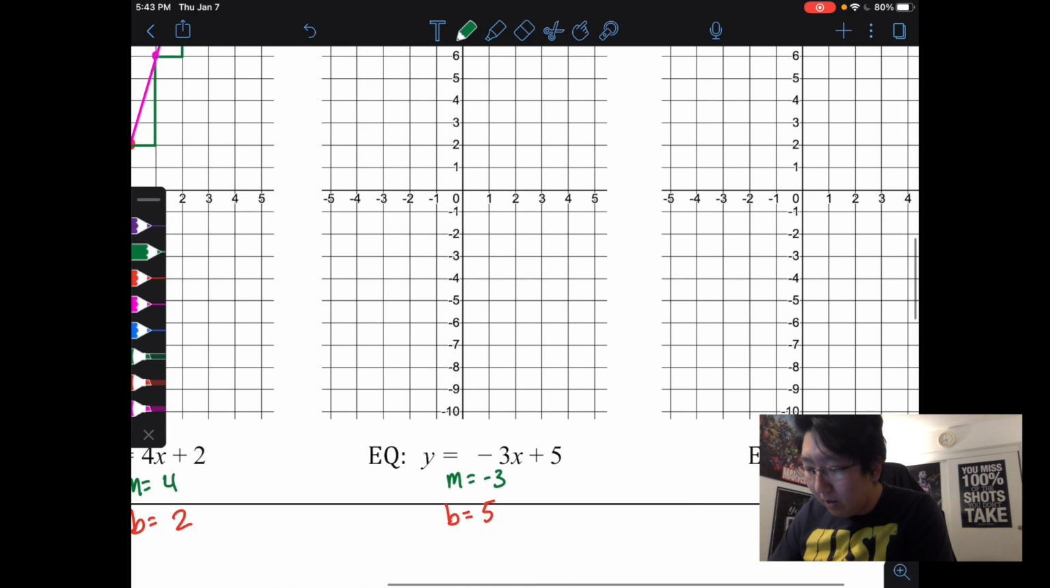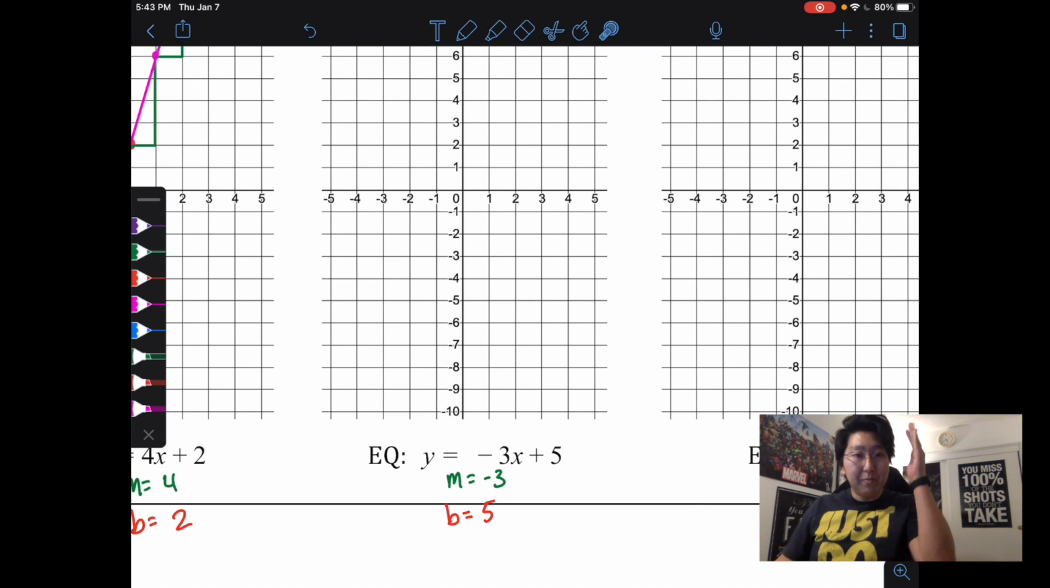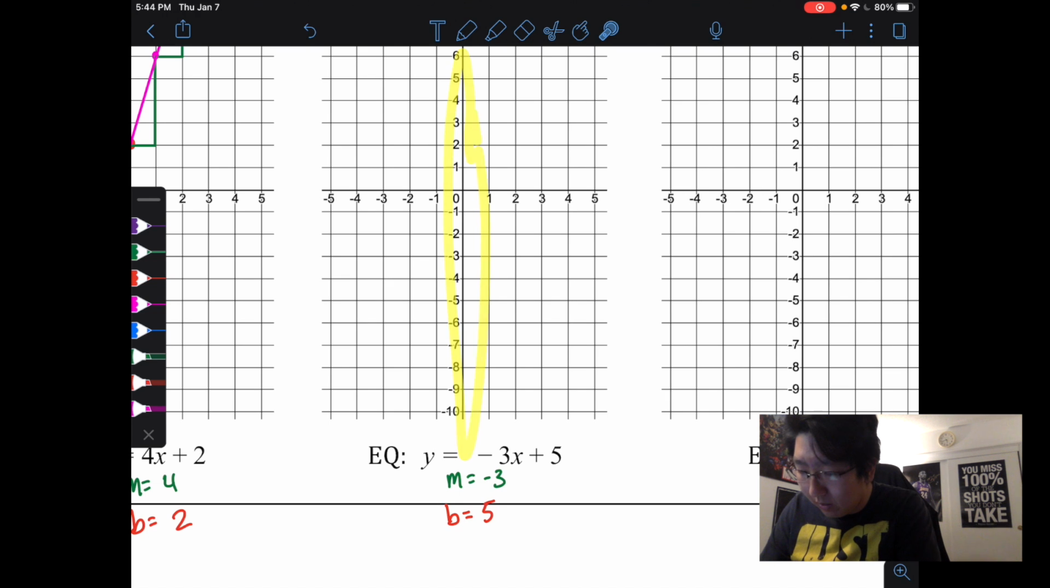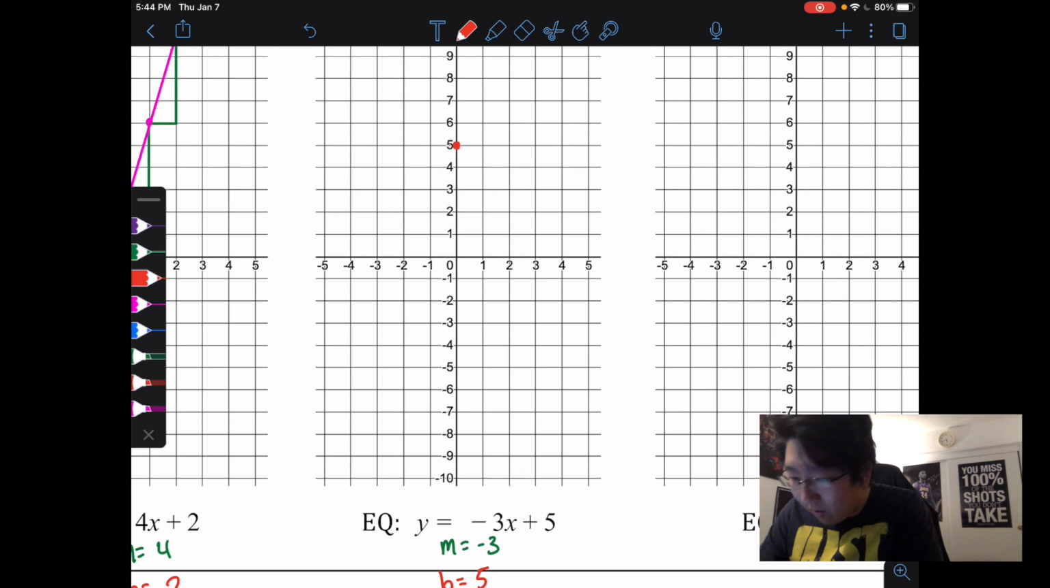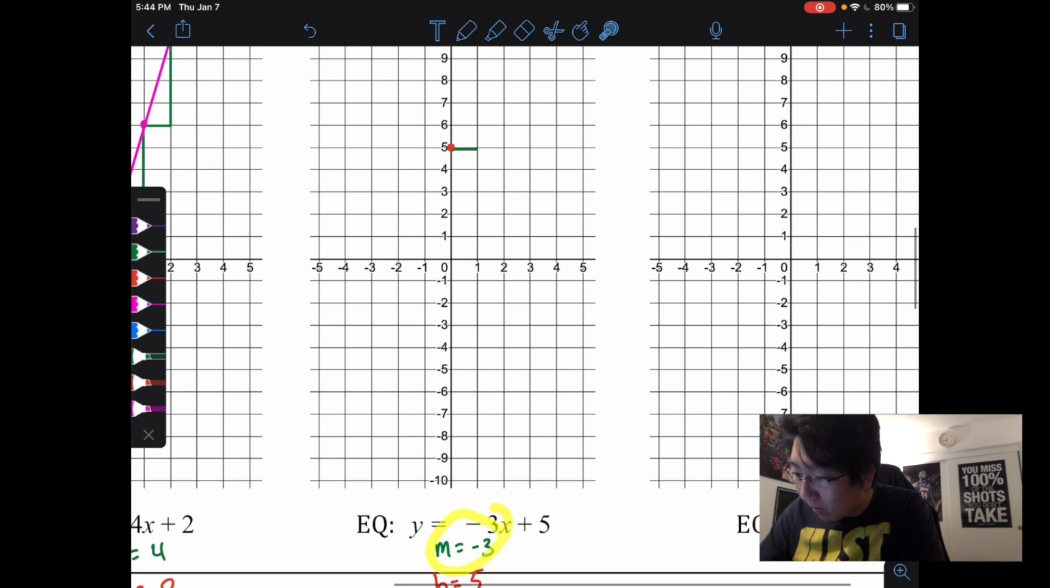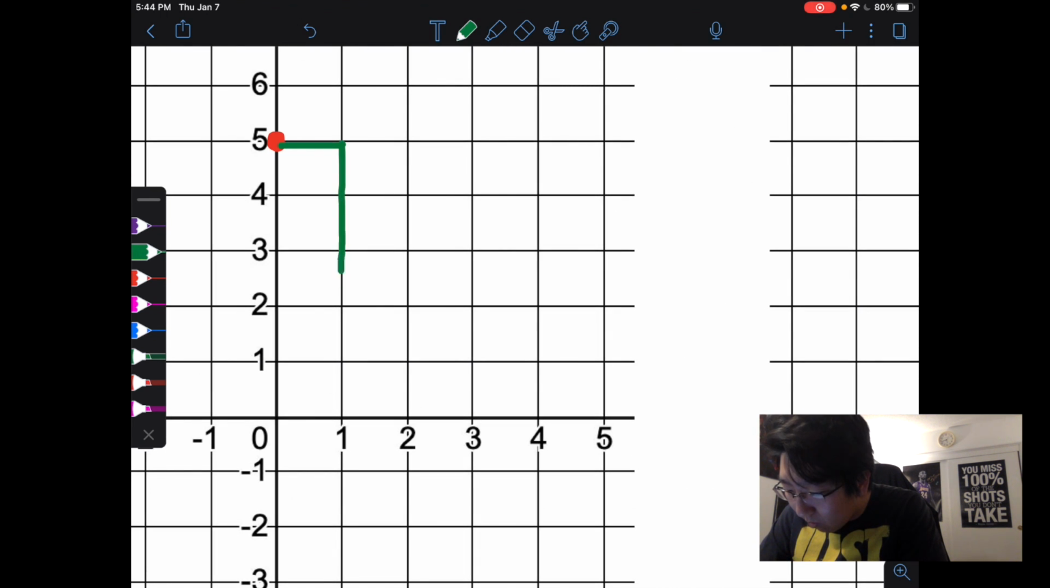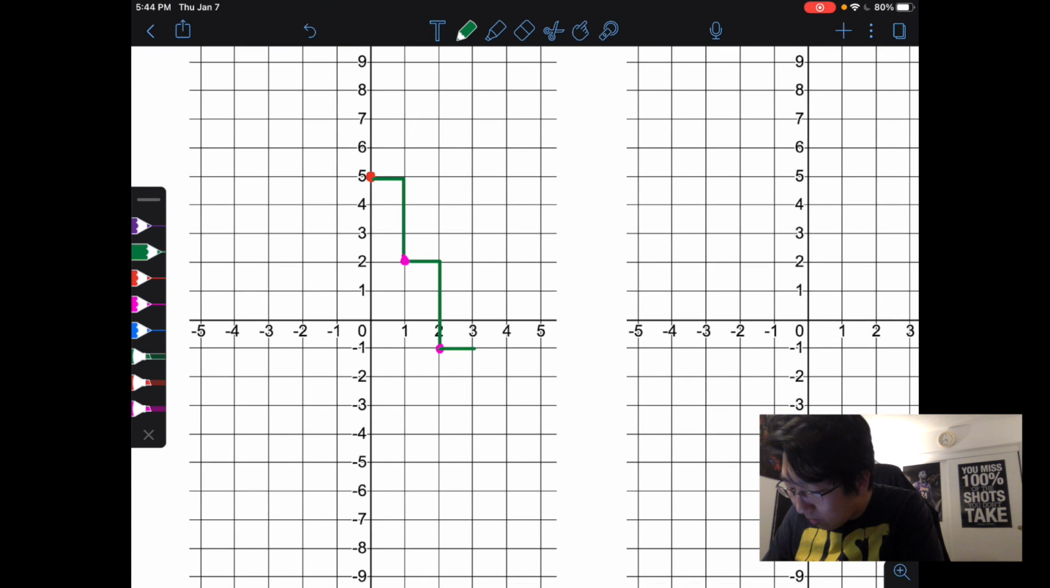So here, let's look. Where do we always start our line? On the y-axis. I'm going to look on our y-axis. Where do we start? At 5. And then I'm going to go over 1, and then it's going to go down by 3. So let's go down 3. 1, 2, 3. I'm going to go over 1, down 1, 2, 3. So I'll go ahead and plot my points. Go over 1, down 1, 2, 3. Go over 1, down 1, 2, 3.